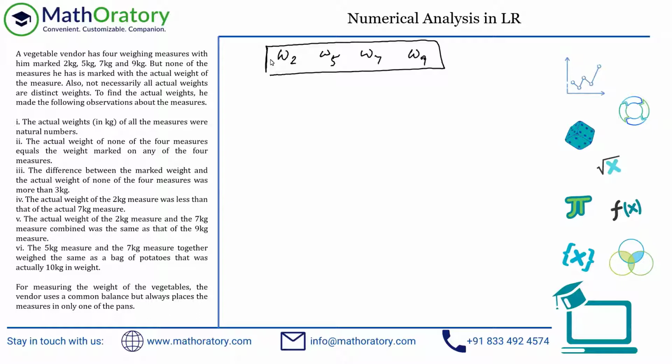Anyhow, let's go ahead and read the additional information that we have. Point number 1 says the actual weights of all the measures are natural numbers. Okay, this is important, I believe, because earlier that was not mentioned. Second, it says the actual weight of none of the 4 measures equals the weight marked on any of the 4 measures. Okay, so initially what it told us is none of the measures he has is marked with the actual weight.